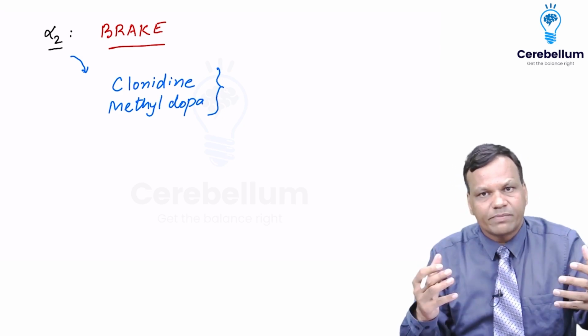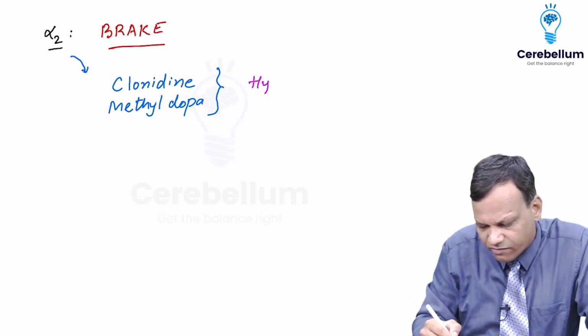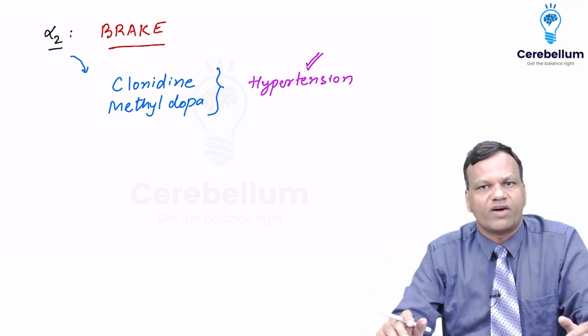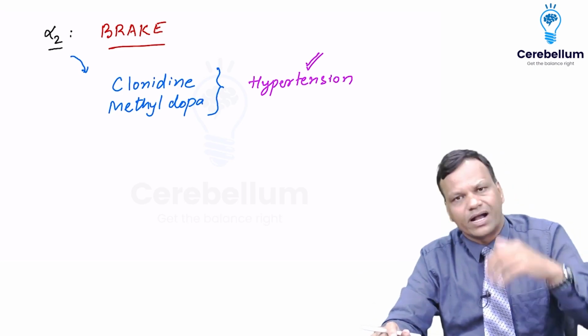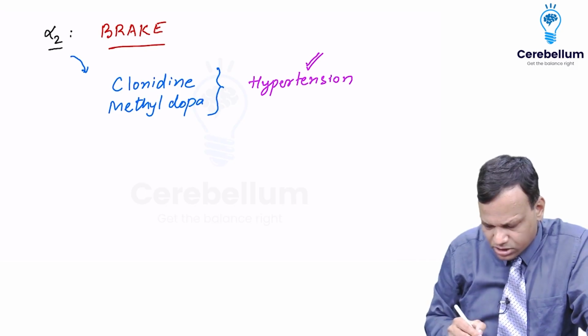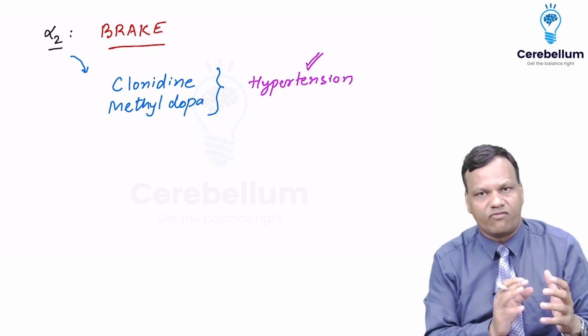So that will decrease blood pressure. So they are used in treatment of hypertension. So clonidine and methyldopa like drugs are used for treatment of hypertension. We will discuss them again in the cardiovascular system. Okay. So that is important about the alpha receptors, alpha 1 and alpha 2.